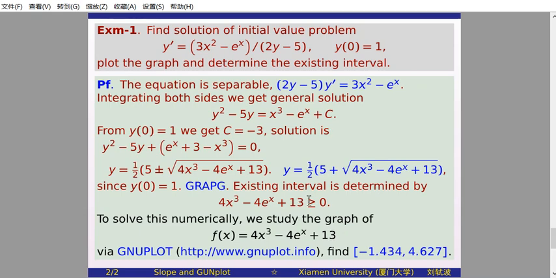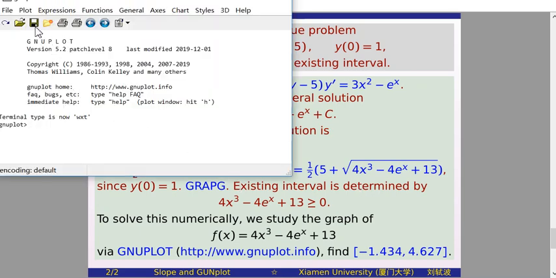This function is the left-hand side of our inequality. So to study the graph, we will use this very useful software, gnuplot, to plot the graph of this function f, and from the graph we can figure out the x, so that the solution of our initial value problem is defined.